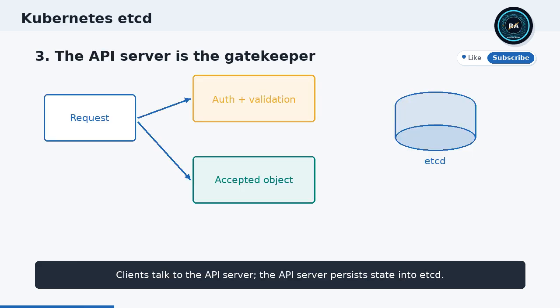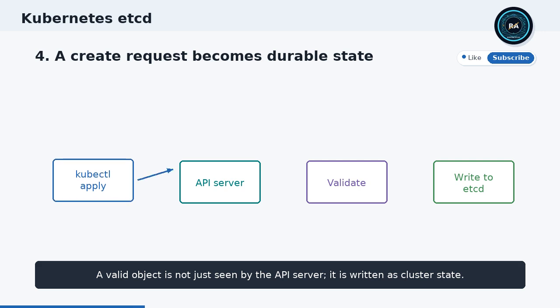Most clients do not talk to etcd directly, they talk to the Kubernetes API server. The API server authenticates the request, authorizes it, validates the object, runs admission checks, and then writes the accepted state to etcd. Imagine you create a pod.